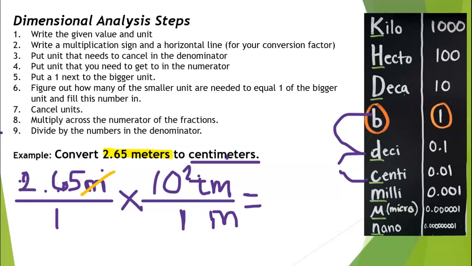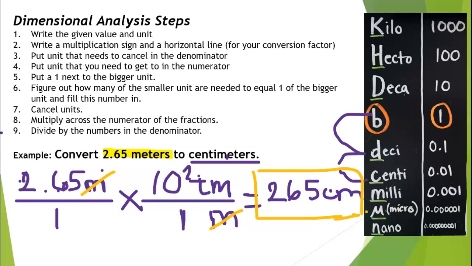I see that meters on top cancels with the meters on bottom. So I need to multiply 2.65 times 10 to the second, and then divide by 1. But since anything divided by 1 is the same thing, really all I need to do is multiply across the top. So 2.65 times 10 to the second. 10 to the second is just 100. So that would be 265 centimeters. And you're always welcome to use a calculator to do these calculations. Some of you might be able to do it in your head or just by moving the decimal place. But if you feel that you are going to get it wrong, just use a calculator.